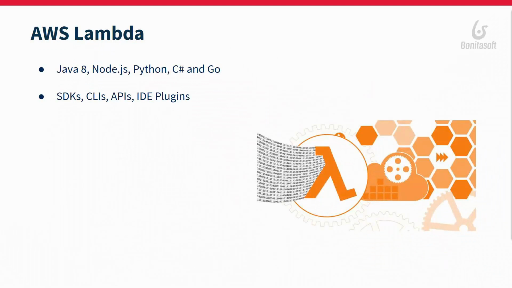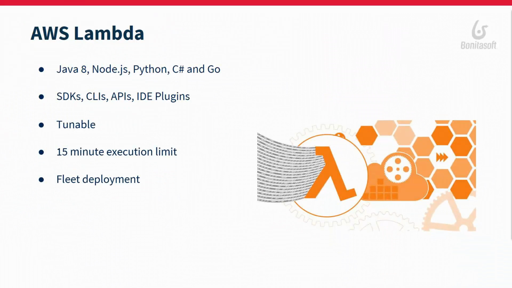I did use AWS Lambda for many different reasons because there are plenty of runtimes and tools available. We can run in Java 8, Node.js, Python, C Sharp, and so on. There are a lot of SDKs, a lot of CLIs, APIs, anything you need to develop. But also because of the features, you can tune your serverless function or resources that you want to use. You can have 15-minute execution limit, which is quite big compared to some other providers. And there is the fleet deployment, which is kind of nice to have.